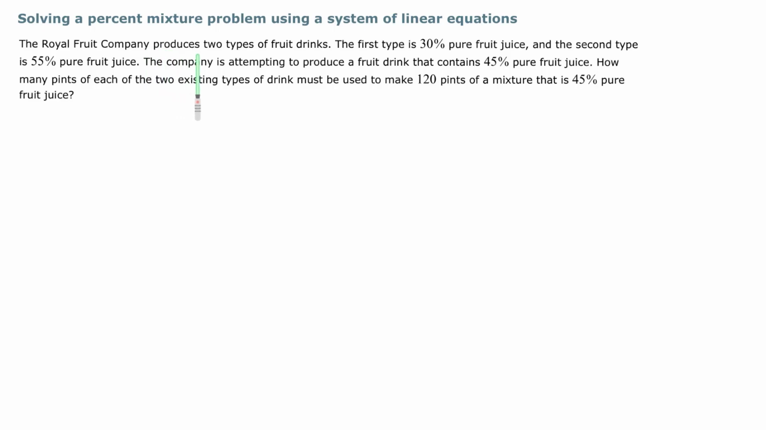Solving a percent mixture problem using a system of linear equations. The Royal Fruit Company produces two types of fruit drinks. The first type is 30% pure fruit juice, and the second type is 55% pure fruit juice. The company is attempting to produce a fruit drink that contains 45% pure fruit juice. How many pints of each of the two existing types of drink must be used to make 120 pints of a mixture that is 45% pure fruit juice?